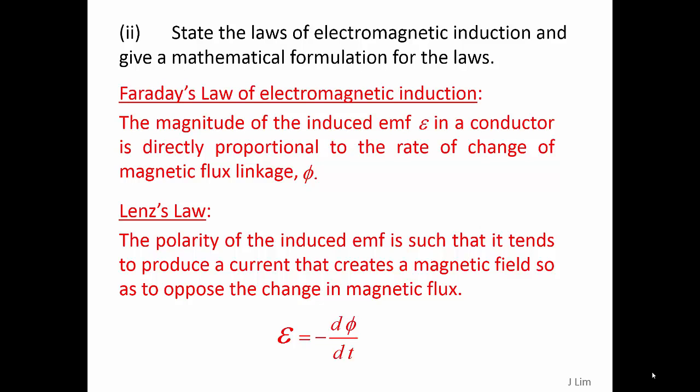Faraday's law of electromagnetic induction says that the magnitude of the induced EMF in a conductor is directly proportional to the rate of change of the magnetic flux linkage. Lenz's law says that the polarity of the induced EMF is such that it tends to produce a current that creates a magnetic field so as to oppose the change in magnetic flux. In mathematical form, EMF equals minus dΦ/dt.